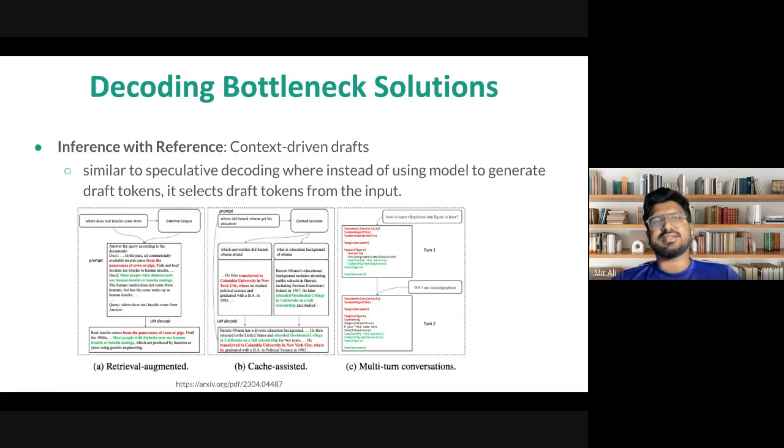Next, another technique is inference with reference, where a lot of the generated tokens might come from our input tokens. This is what they call a driven draft, where we have cached assistance. Consider knowledge retrieval, where we ask some questions and give context. That way we reuse the context in the decoding part, which speeds up our decoding stage.